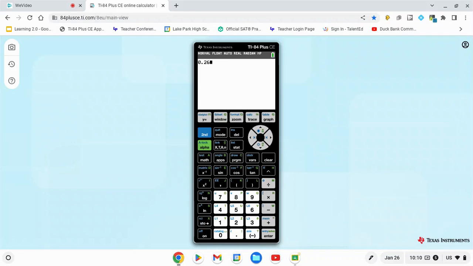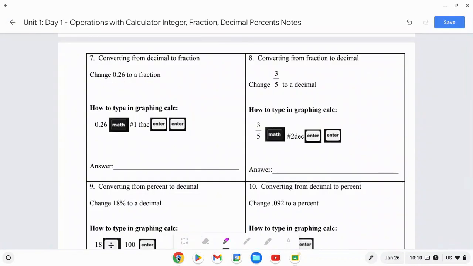So to convert it into the fraction, you're going to click on this math button. And then the first option here says fraction, so that will convert it into a fraction. So you just hit enter and then hit enter one more time. And so 0.26 equals 13 over 50. So if I go back to my notes, I'm going to write 13 over 50 as my final answer.